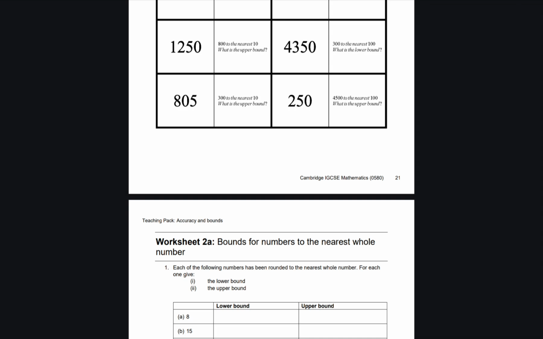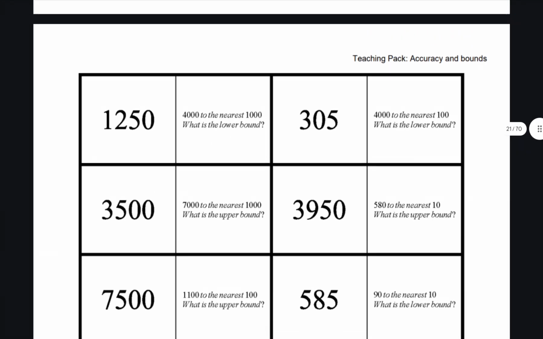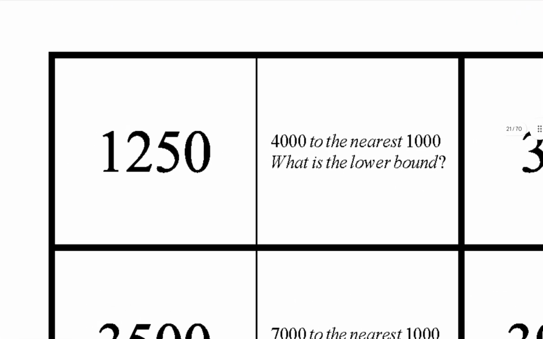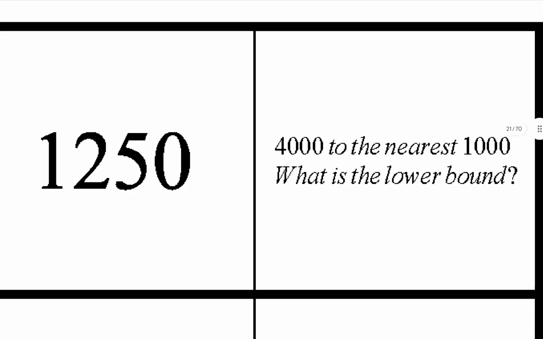That's so bad. What are these numbers in the front? Right, 4,800. What is the LB? 4,000 to the nearest 1,000. What is the lower bound?